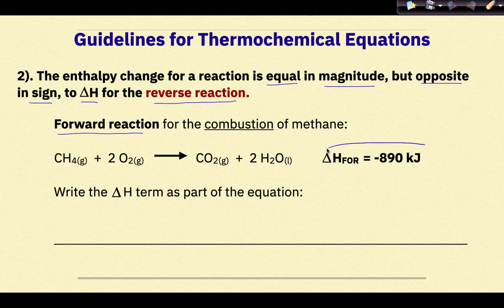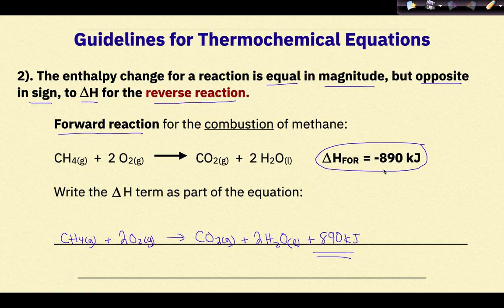If we wanted to incorporate this delta H into our chemical reaction, the way that we would write this is methane, CH4 in the gaseous state, plus 2 moles of oxygen, gaseous state, gives us 1 mole of carbon dioxide, gaseous state, plus 2 moles of water in the liquid state, plus 890 kilojoules. Now you might be saying, but Dr. English, it's negative.